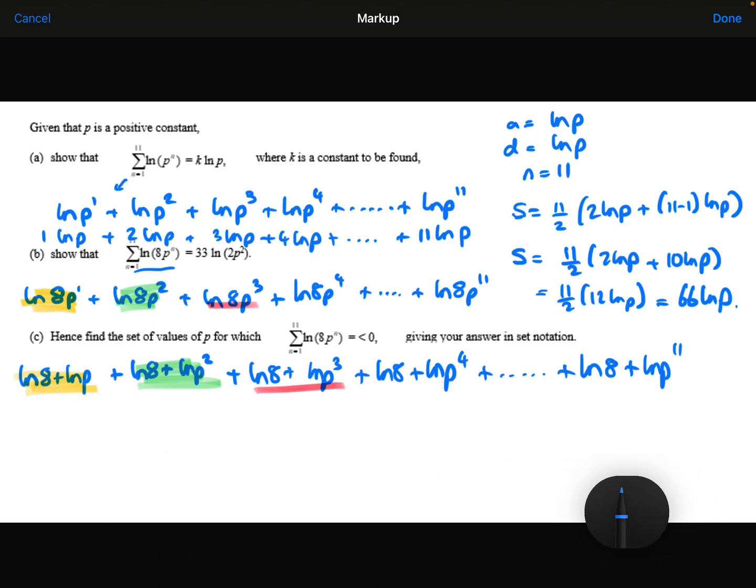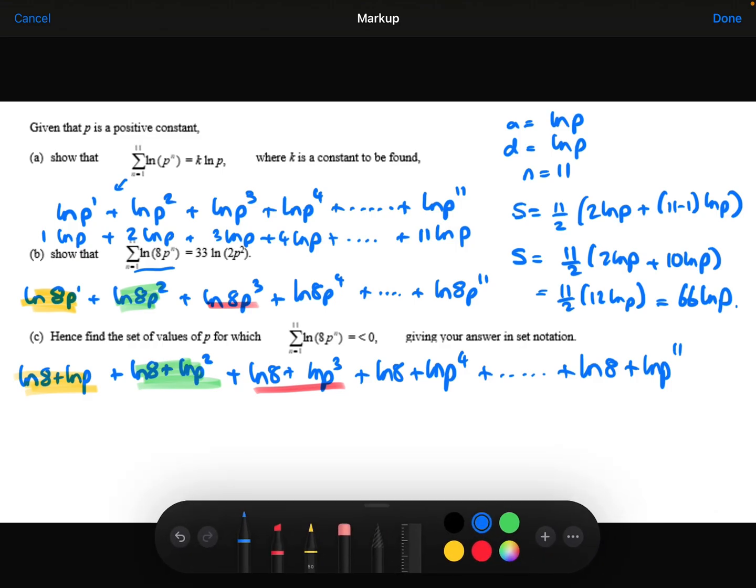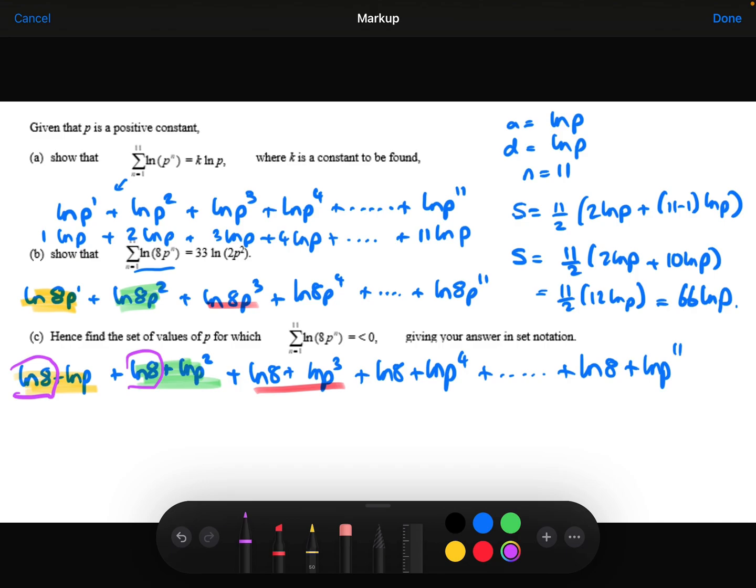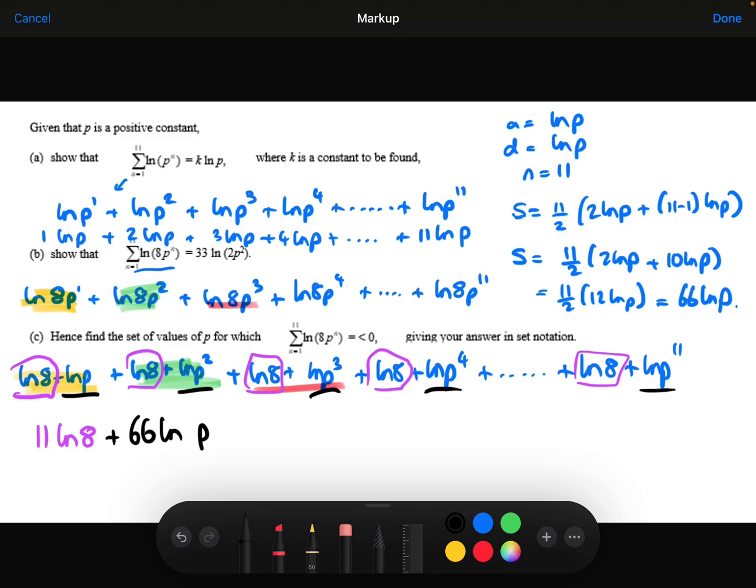Now, what we have here is I've got ln 8. Remember, that's just a constant. I've got 11 of those because there's 11 terms in this sequence. So that's just 11 ln 8. And then all of the other terms is the same as what I did in part A. So plus the 66 ln p that I did in part A of this question.